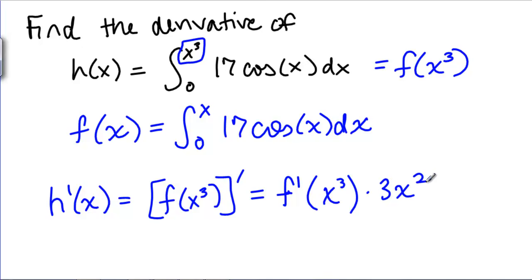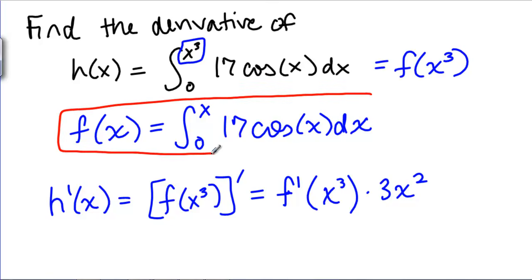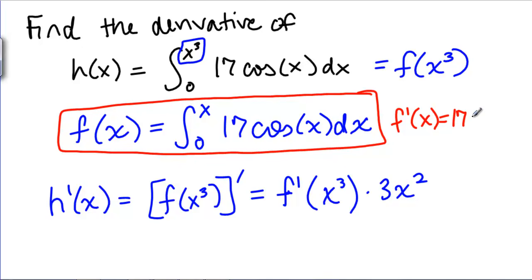So then the question is, what is the derivative of f? Well, f here really is an accumulation function. It's an integral from 0, a constant, to x. And we want to take its derivative in terms of x. So we can say that f prime of x really is, using the first fundamental theorem of calculus, 17, I'll finish this, 17 cosine of x.